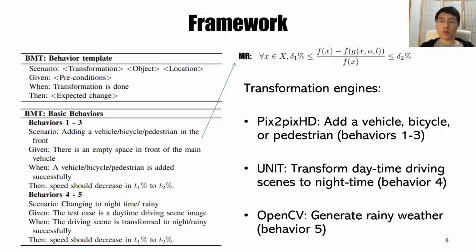To implement transformations required in behaviors, we integrated 3 transformation engines: Pix2Pix HD, UNIT, and OpenCV. Pix2Pix HD and UNIT are 2 powerful generative adversarial networks for image generation. OpenCV is a famous library for image processing. Other transformation engines can also be integrated into BMT.